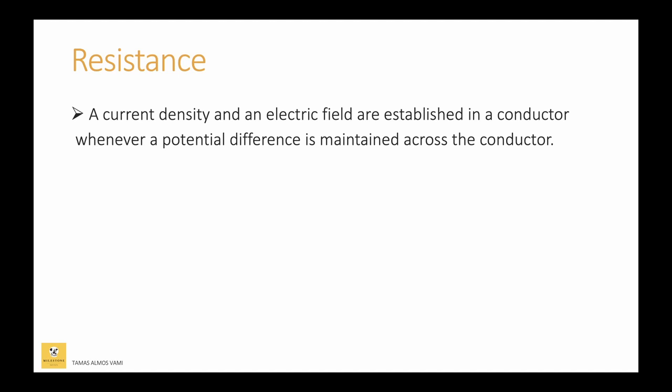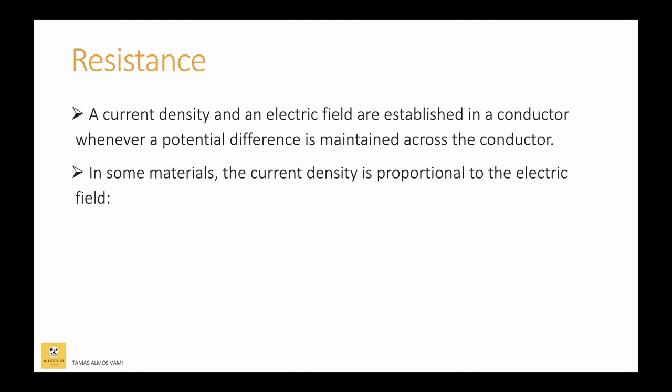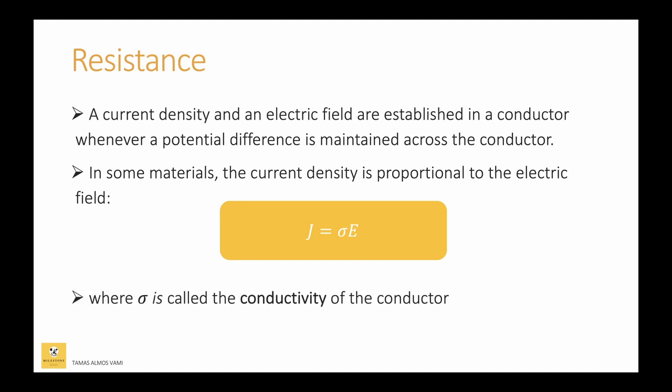Let's now discuss resistance. Resistance is the situation when we have a current density and then there is an electric field in this conductor. If there is a potential difference between two points of this conductor, then the resistance will be created. And actually, this here is Ohm's original law, which says there is a relationship between the electric field and the current density. And the two are connected with sigma, which is the conductivity of the conductor.